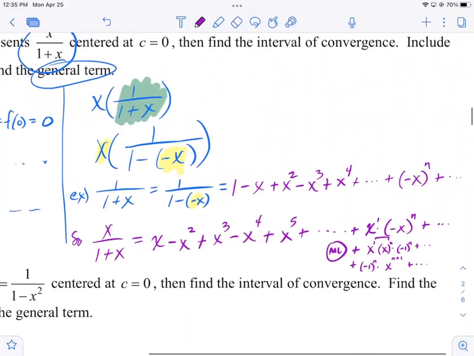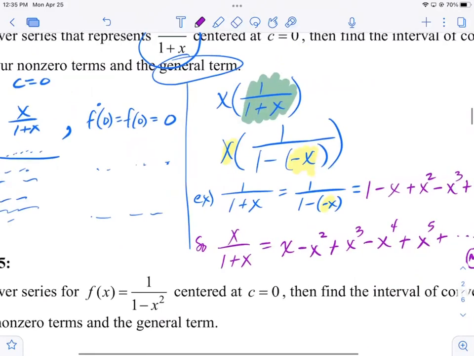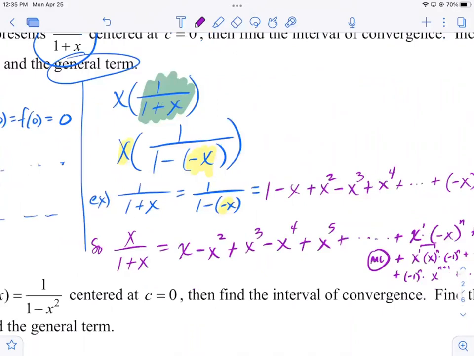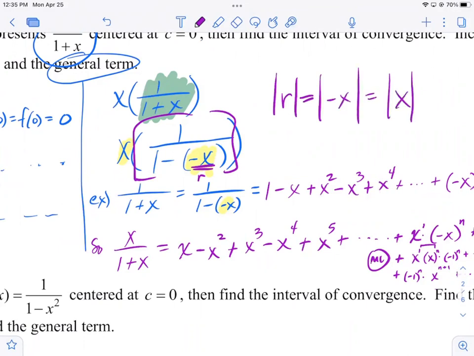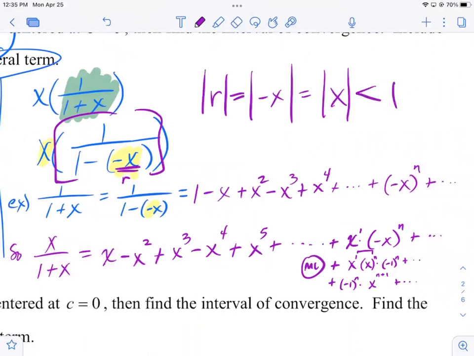All right, quickly finishing up the previous question, because I didn't answer the last part, the interval of convergence. When you write it like this, that ends up being your R, right? Because you wrote it as 1 over 1 minus a quantity. So the absolute value of R would be the absolute value of negative x, which is the same as the absolute value of x, and that has to be less than 1. Therefore, that still gives you an interval of convergence of -1 to 1. You don't even have to test the endpoints. So it doesn't change the interval of convergence on that one.